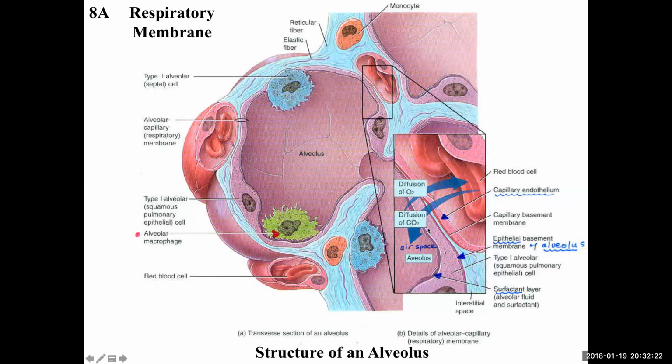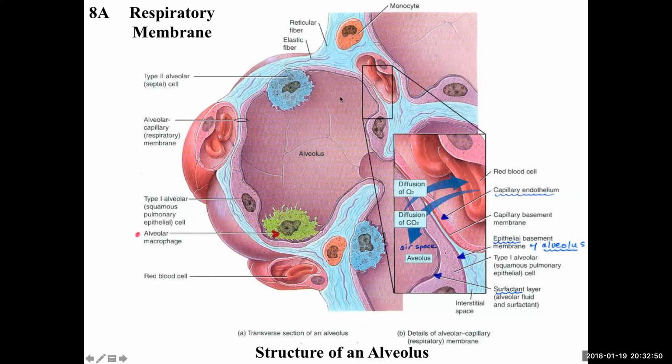So after we pass by the epithelium of the alveoli, or the alveolus, we have the airspace. So we can look at the big picture here, okay? So here we see the basement membrane. Over here we see the capillary endothelium, and then here we see the alveolar epithelium. And then we have the airspace.